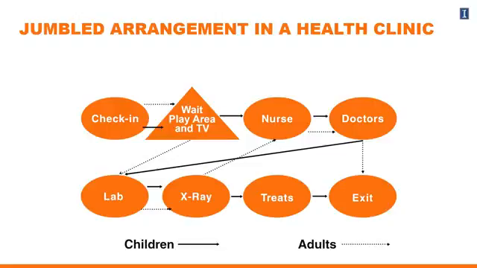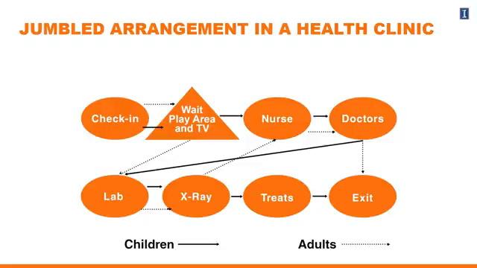And what I've depicted over here, what you see over here, is that the process flows for kids are depicted by the solid line, while the process flow for the adults is depicted by the dotted line. So the kids go to the wait, to the nurse, to the doctors, while the adults have to go to the wait, and from there they have to first get their labs done before they go through the rest of the activities in the process.